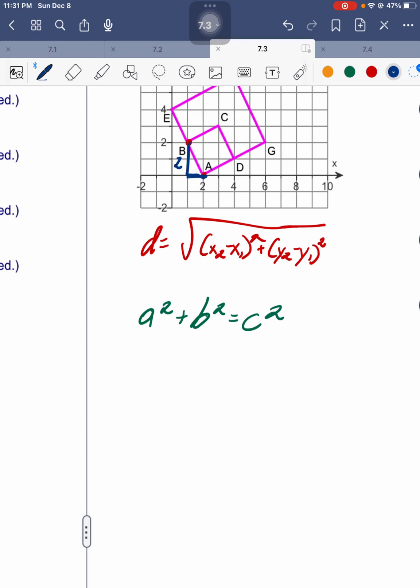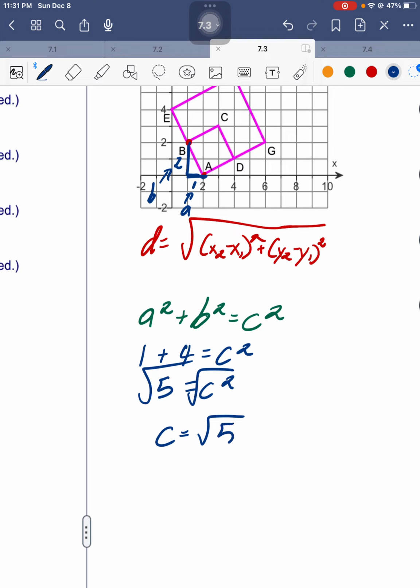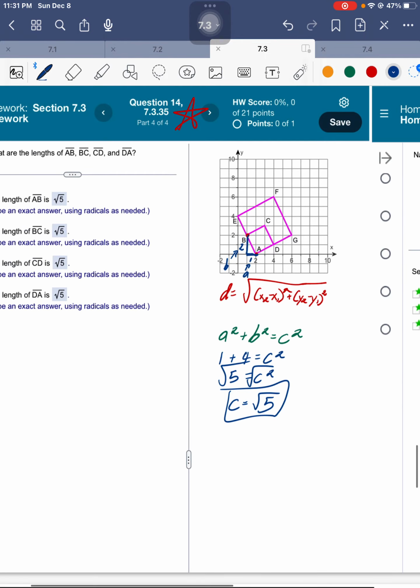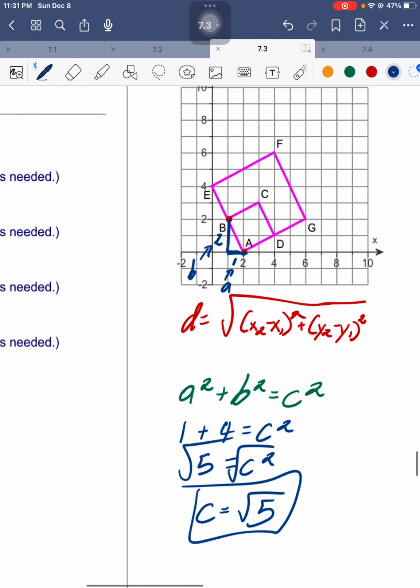So what is the length of this down one? It's just 2. What is the length of this one? It's just 1. So let's say that this was my A and this was my B. Okay? Well, what is A squared? 1. What is B squared? 4. My C squared, my C is the one I don't know. I don't know this length yet. That's what I want to find. So there's going to be 5 equals C squared. What's the square root? It's just going to be C equals square root of 5.